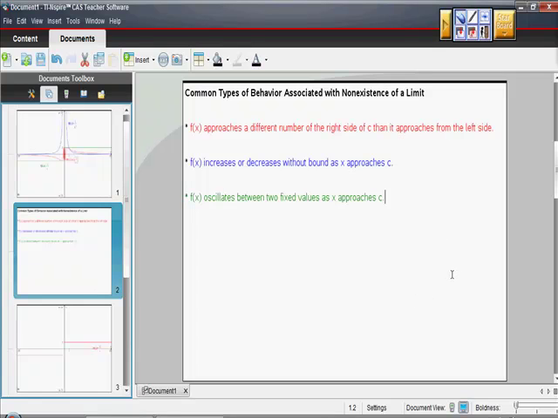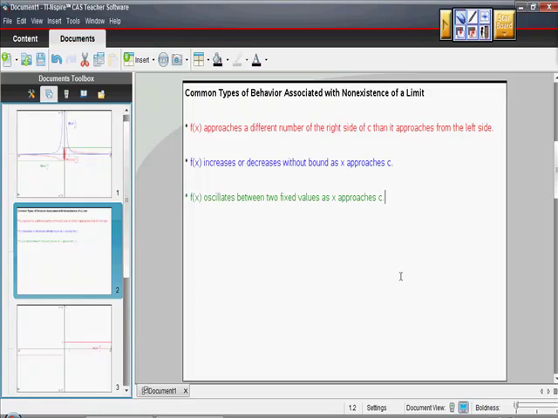Second is when f of x increases or decreases without bound as you approach that x value of 7 or 3 or 2 or 0, which is the one we're going to use a lot today. So that's the second way. And then lastly, that f of x oscillates. It changes quickly between two heights, and there are these two fixed heights as x approaches c. And we'll see what that looks like in just a second also.